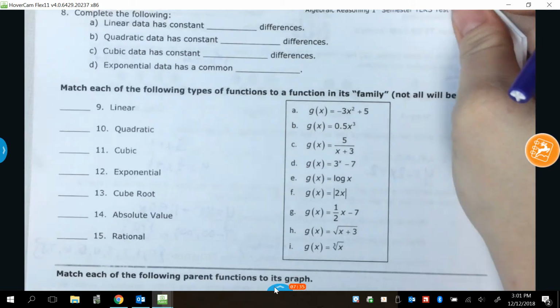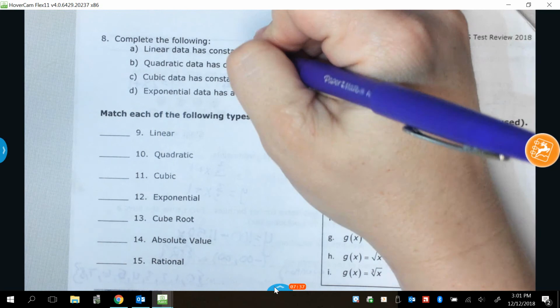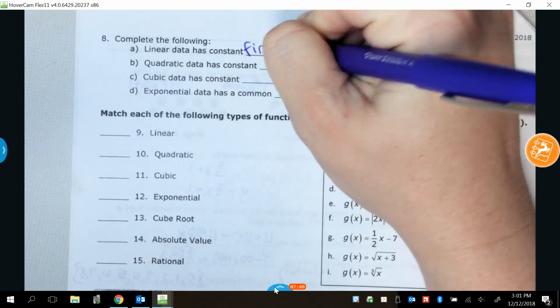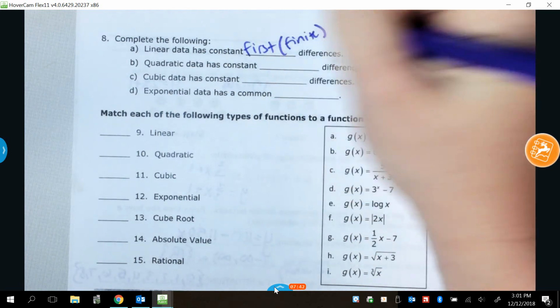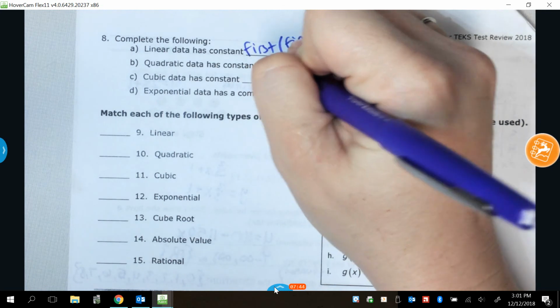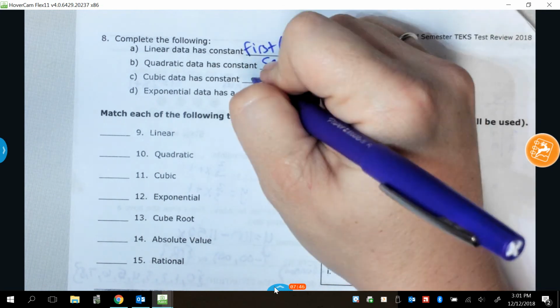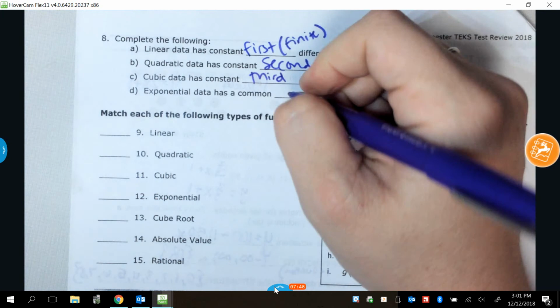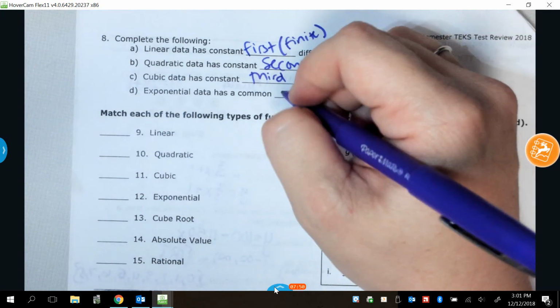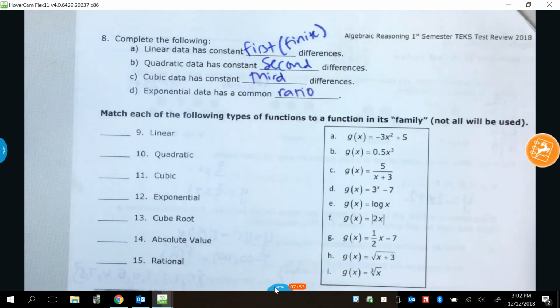Page 2. Okay, linear data has a constant first difference, or we call this a finite difference. Okay, quadratic has a constant second difference. Cubic has a constant third difference. Exponential data, remember that's when you're multiplying, has a common ratio.